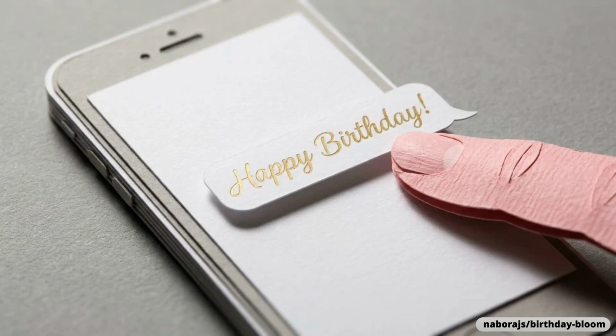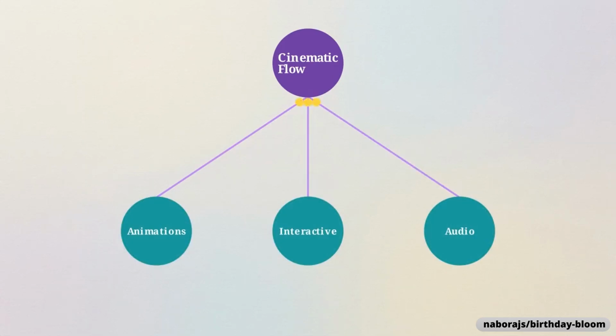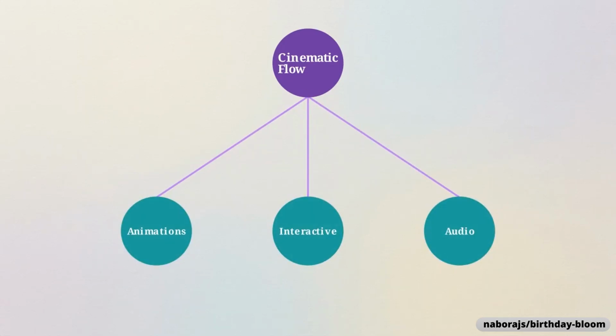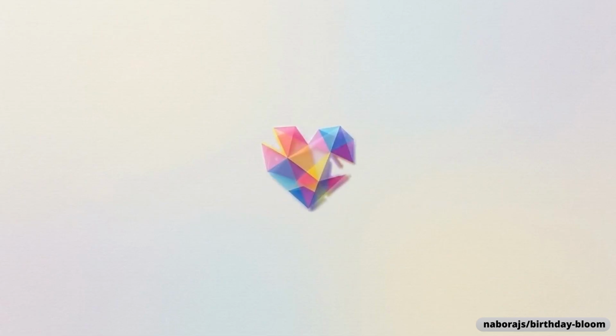Standard birthday messages are often static text, a quick WhatsApp forward, or a generic social media post cleared from a notification tray in seconds. Birthday Bloom replaces these with a linear state machine that controls the pacing of animations, interactive transitions, and audio feedback to guide the recipient through a cinematic surprise.